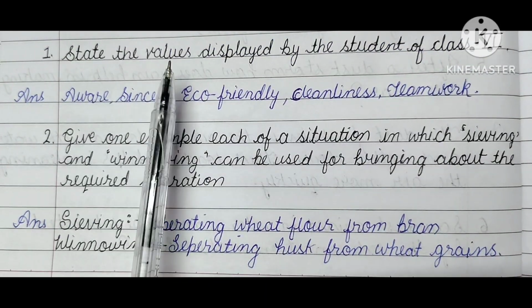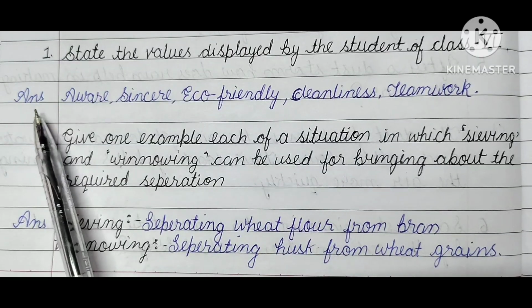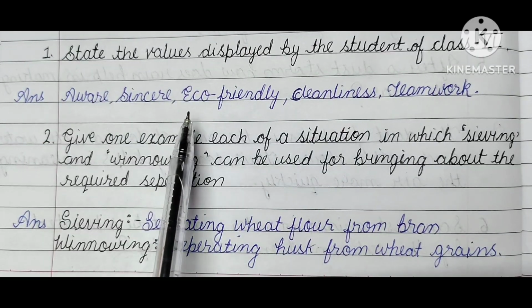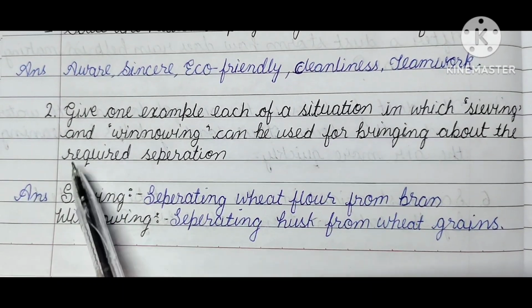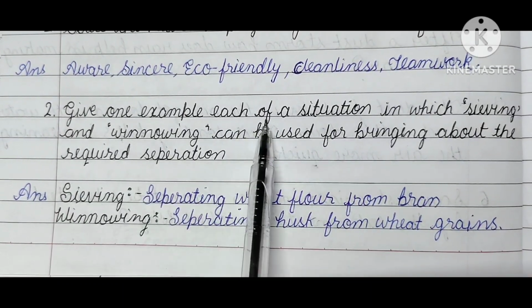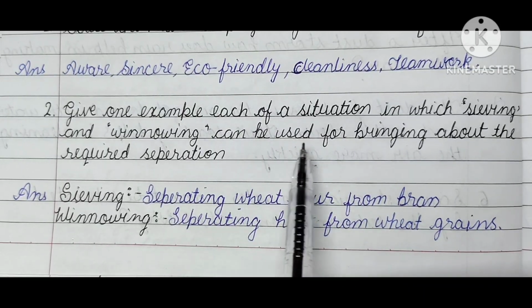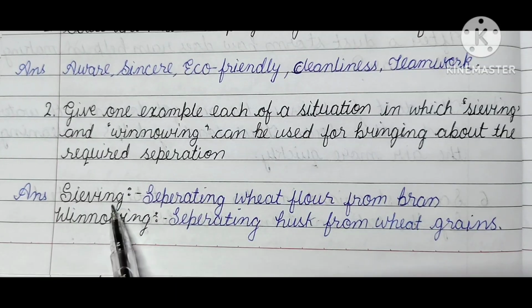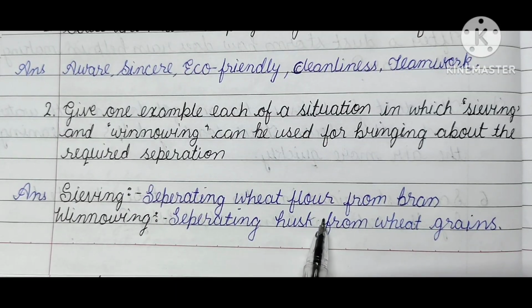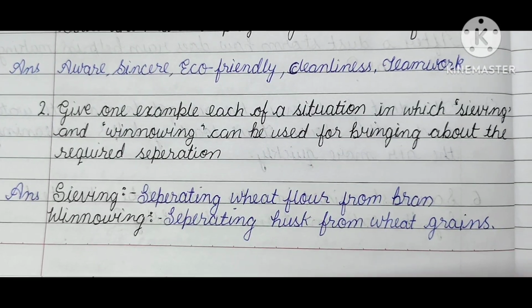First, state the values displayed by the student of class 6. Answer. Aware, sincere, eco-friendly, cleanliness, teamwork. Second, give one example each of a situation in which sieving and winnowing can be used for bringing about the required separation. Answer: sieving, separating wheat flour from bran; winnowing, separating husk from wheat grains.